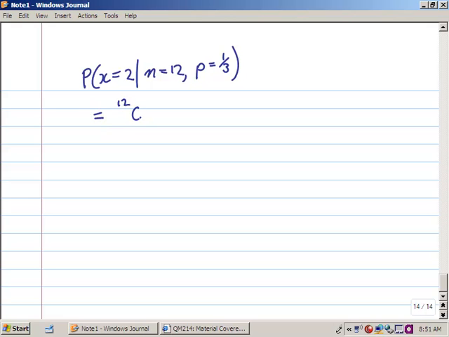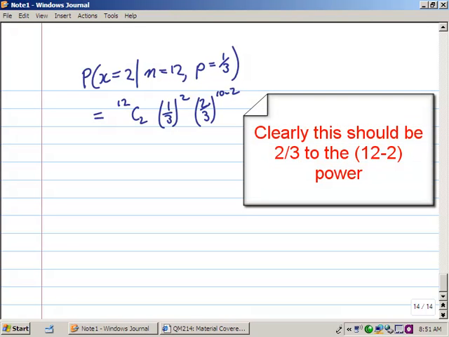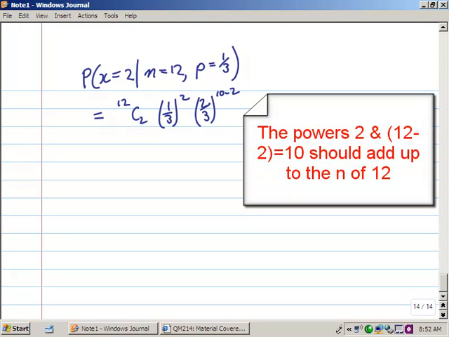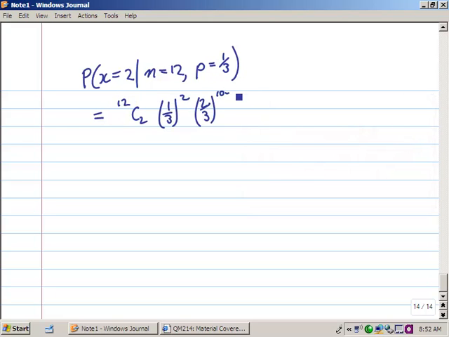So nCx: 12C2, p, 1/3 to the x power, times 1 minus p, 2/3, to the n minus x, 12 minus 2. The way you hopefully do this: the 2 down here and this 2 here are the same always. The 2 and the 10 add up to the 12. And the 1/3 and the 2/3 add up to 1.